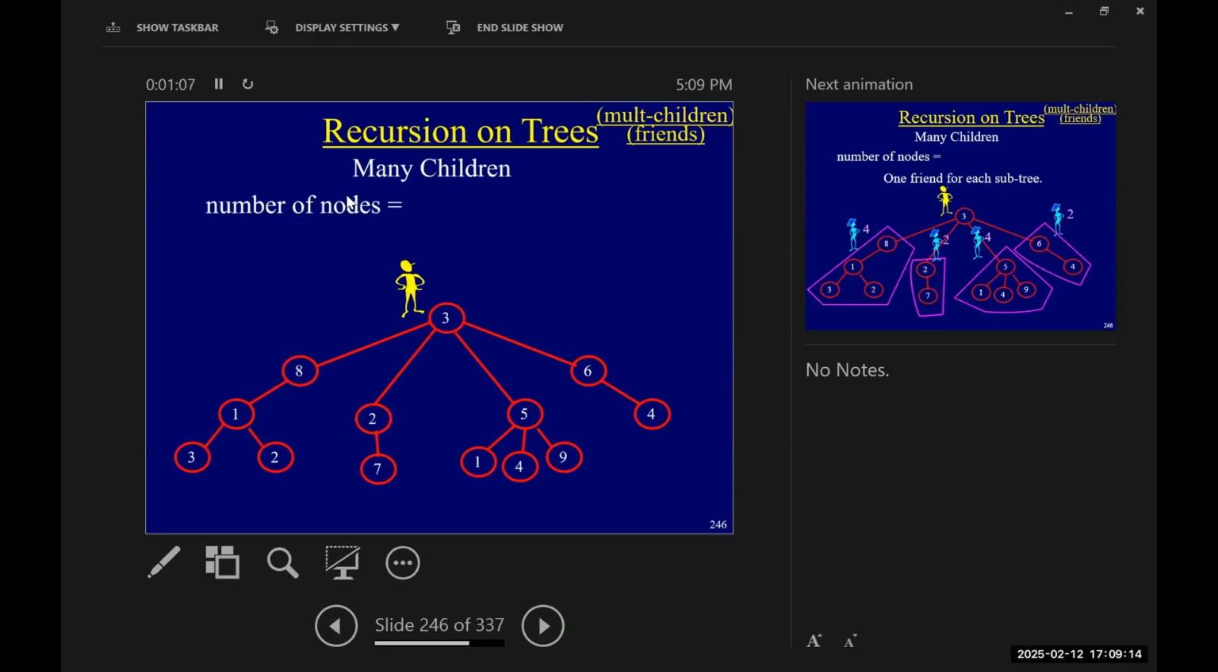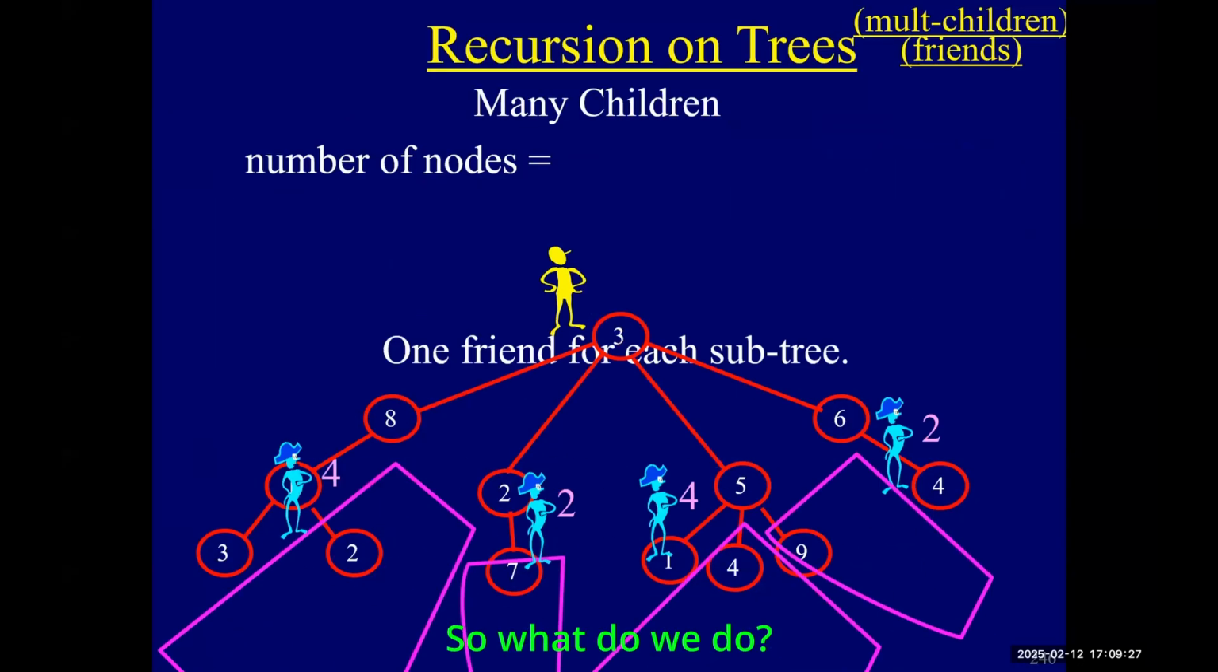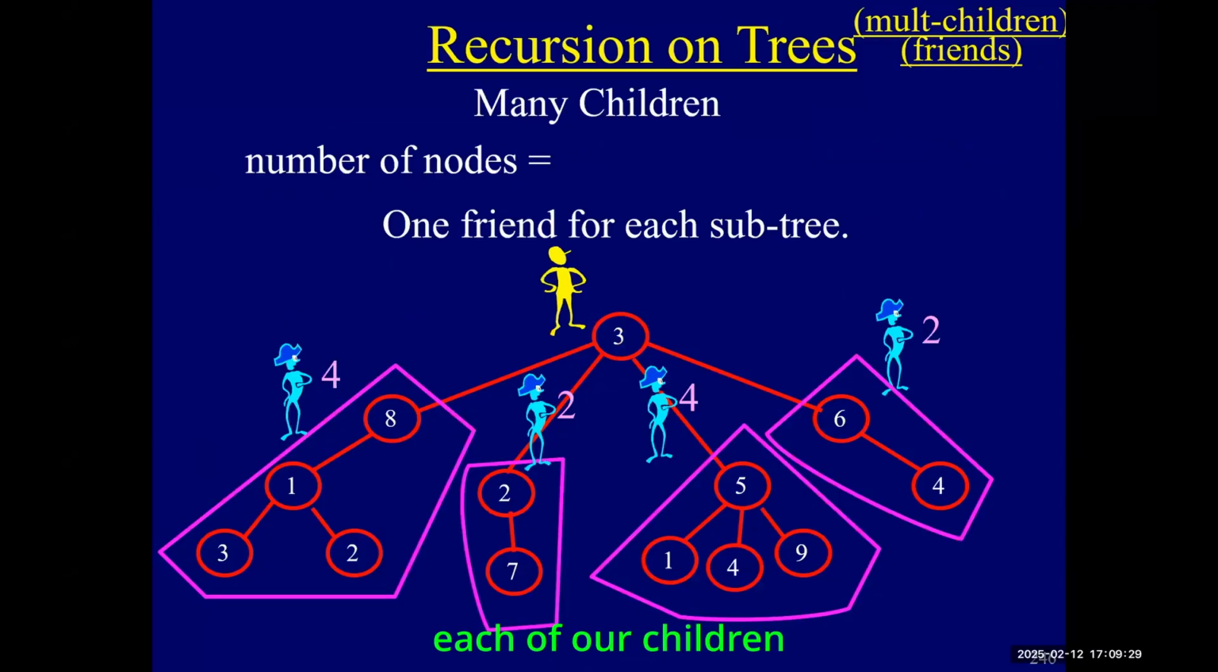So now, let's say we have many children, right? So what do we do? We ask each of our children how many nodes there are, and we add them up and we add one for ourselves, right? Does that make sense?